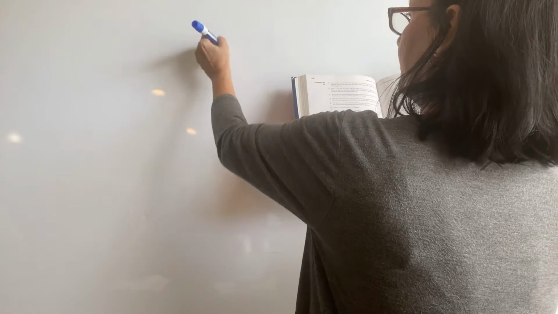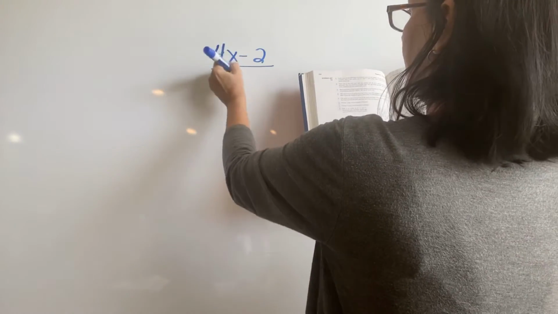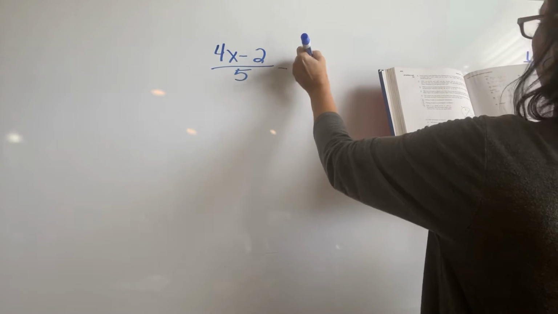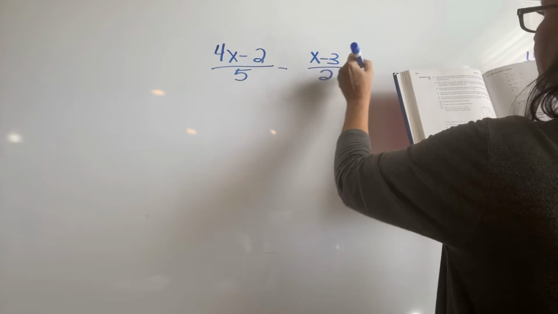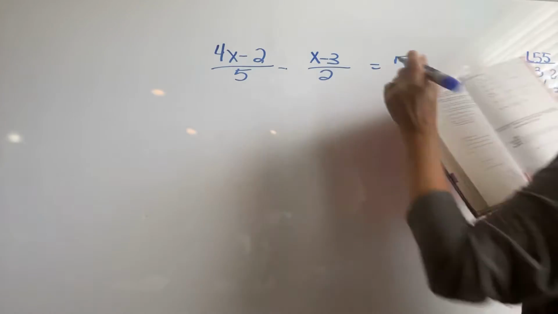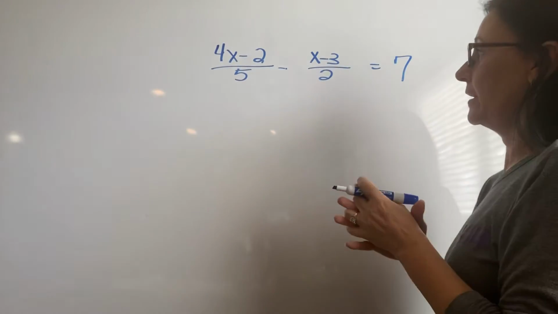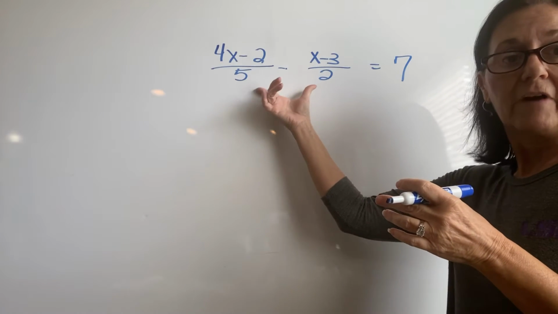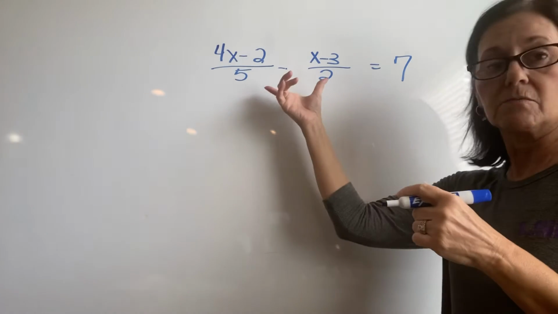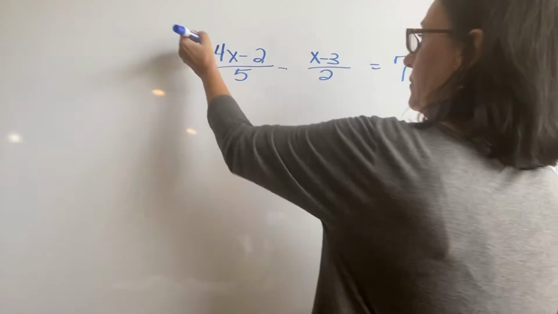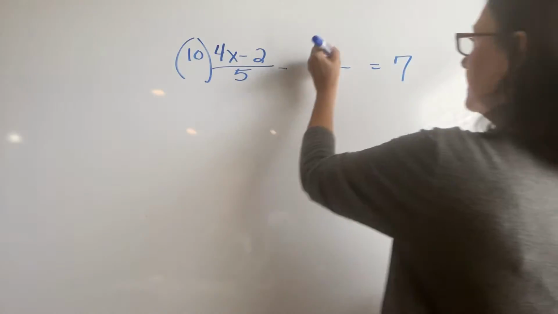So we have 4x minus 2 over 5 minus x minus 3 over 2 equals 7. We eliminate the denominator by multiplying by what would be the common denominator, and it's 10. 5 goes into 10 and 2 goes into 10. It's the smallest number that both of your denominators go into. So multiply every term by 10.